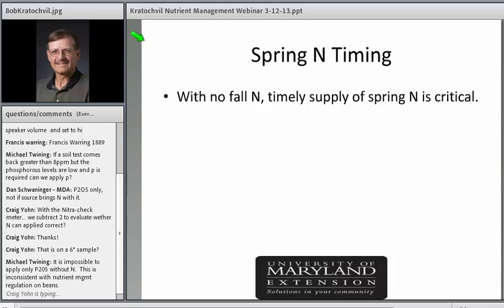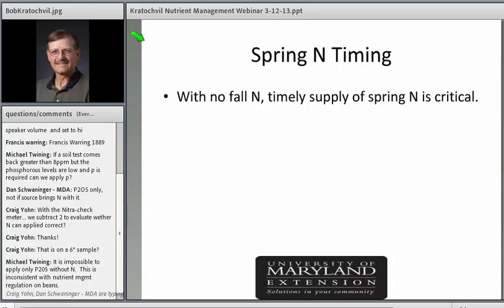It is possible to apply only P2O5 without N. This is inconsistent with nutrient management regulation on beans. It is impossible to apply only P2O5 without N. This is inconsistent with nutrient management regulation on beans.